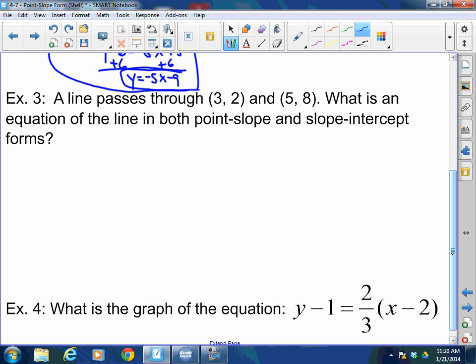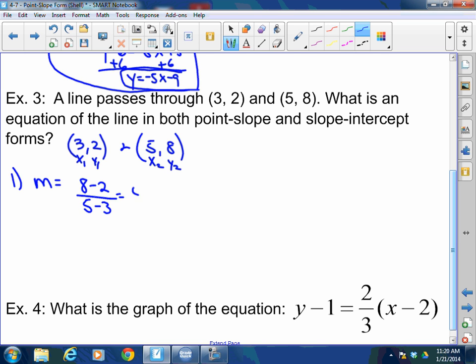Number 3. Now we're going to change it up a little bit. A line passes through (3, 2) and (5, 8). What is an equation of the line in both point slope form and slope intercept form? All right, well, they gave us (3, 2) and (5, 8). So the first thing I need to do is find the slope. Before I find slope, I got to label the points that were given. x1, y1, x2, y2. y2 minus y1 over x2 minus x1 is 4 over 2, which is 2. So my slope is 2.